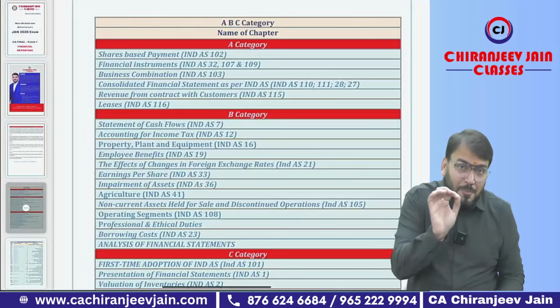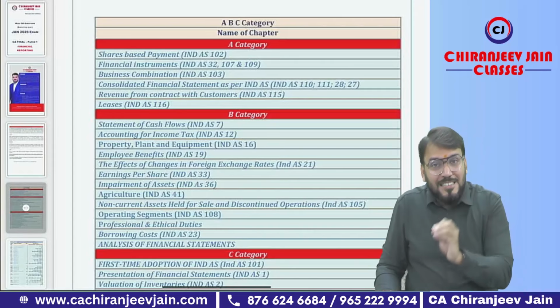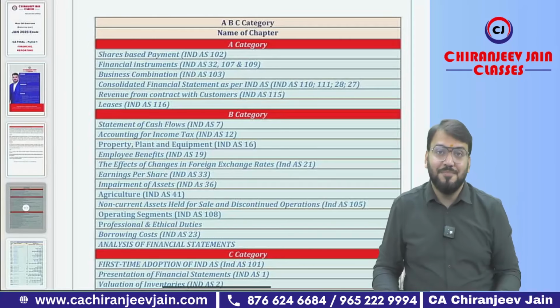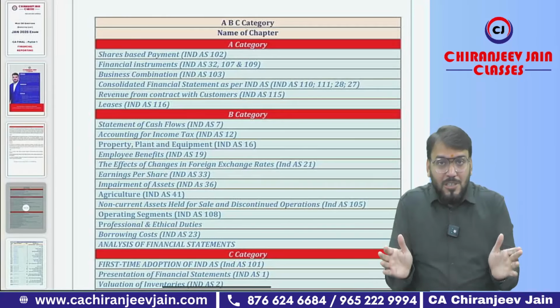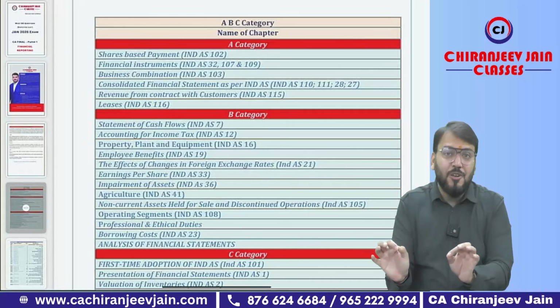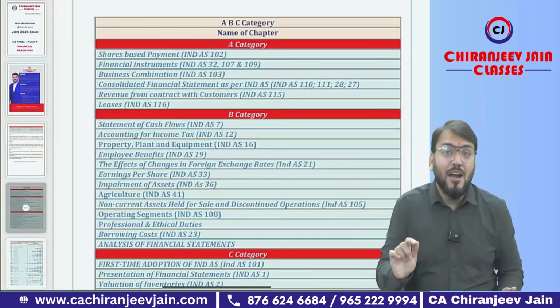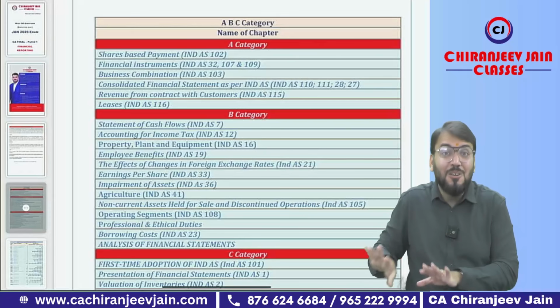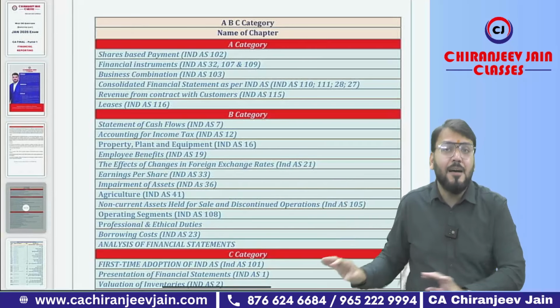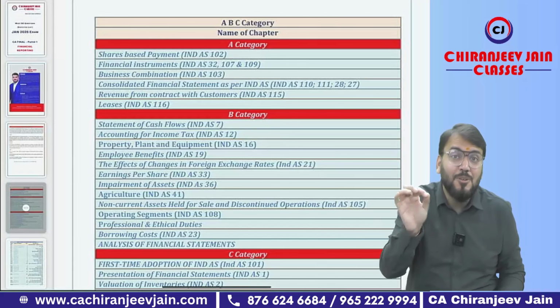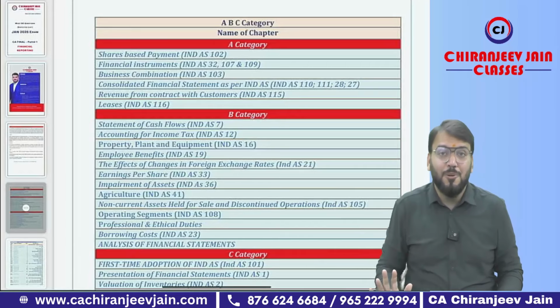Yes, I can say from a revision point of view, B and C category chapters require less time as compared to A category. In total, as per weightage, B and C categories will also consist of 50 to 60 marks. Means you can't say that from C category questions will not come. Questions will definitely come. But C category chapters require less time for revision as compared to B category.